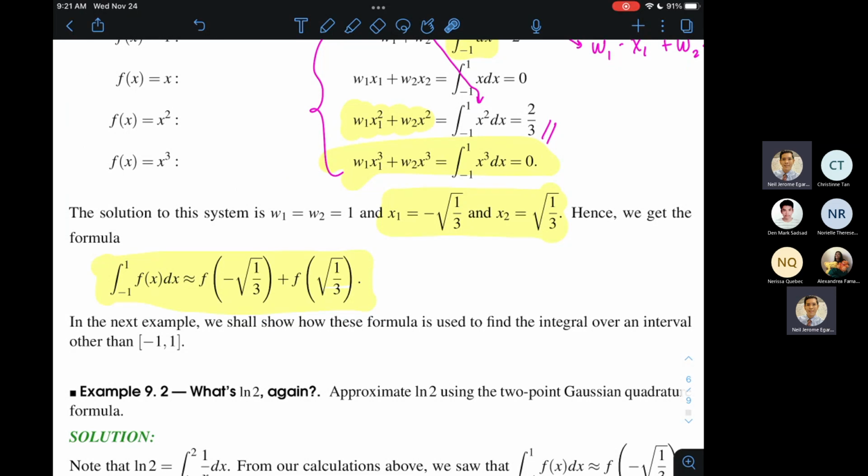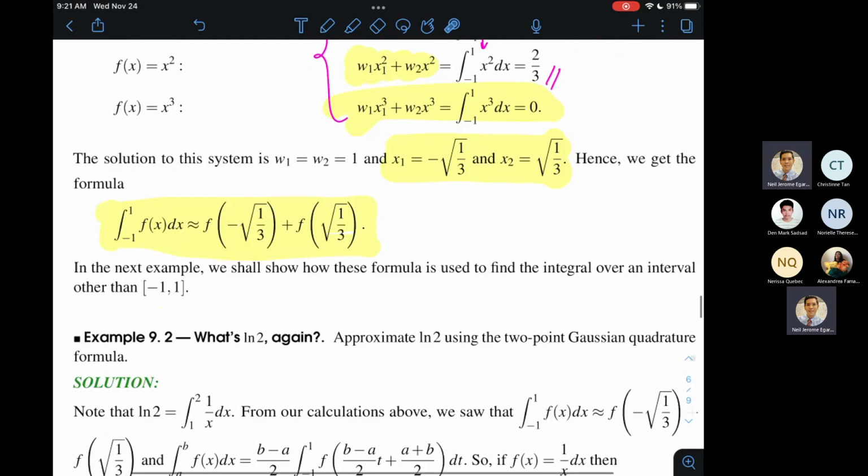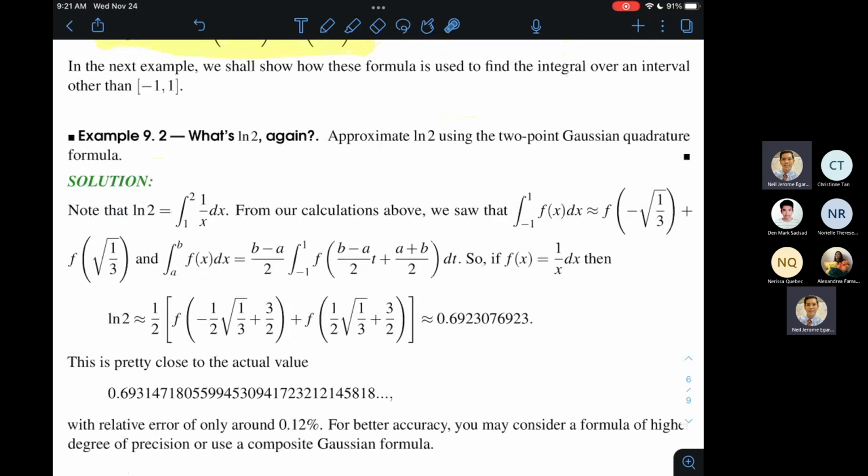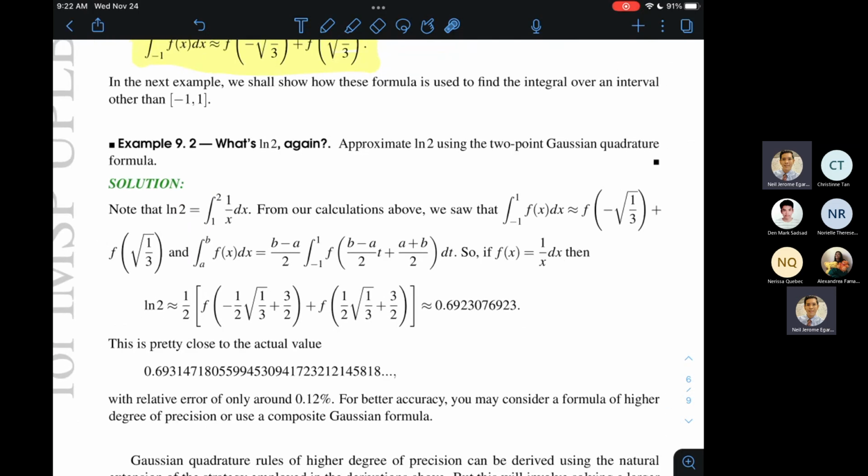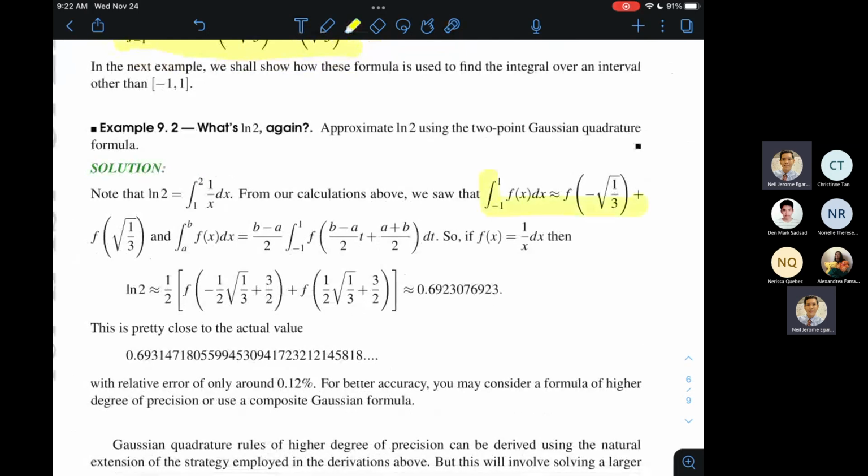But what if you have an integral over an interval other than -1 to 1? So let's revisit ln2 again. And we said in our Newton-Cotes discussion last time, yung ln2, pwede nating i-compute as the integral of 1 over x dx from 1 to 2. Okay? Tapos, kung gagamitin natin yung two-point Gaussian quadrature, ito yung formula ng Gaussian quadrature. But obviously, this will not fit right away into our integration interval kasi ang integration interval natin ngayon ay from 1 to 2. Okay?